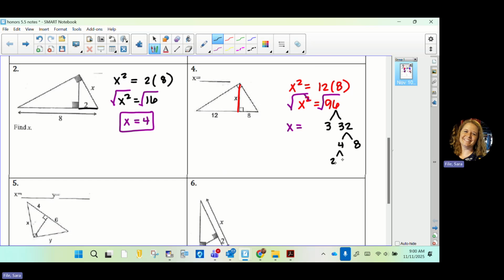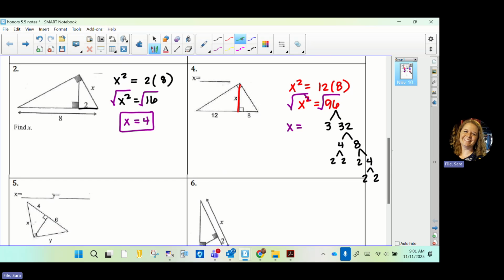4 could break down to 2 times 2. 8 could break down to 2 times 4, and then 4 breaks down to 2 times 2 again, right? So remember, when you complete your factor tree, you get it all down to where all the ends are prime numbers, because this is square root, squares 2. We're looking for 2 of a kind.